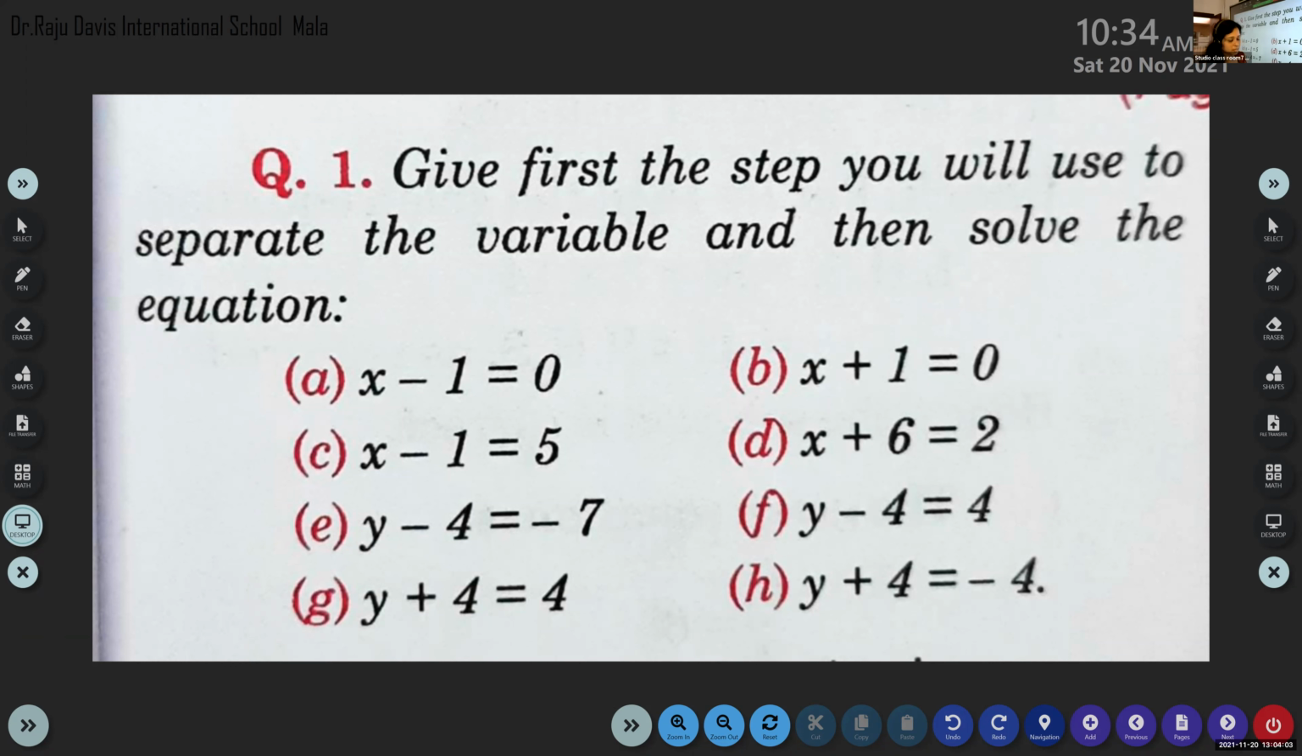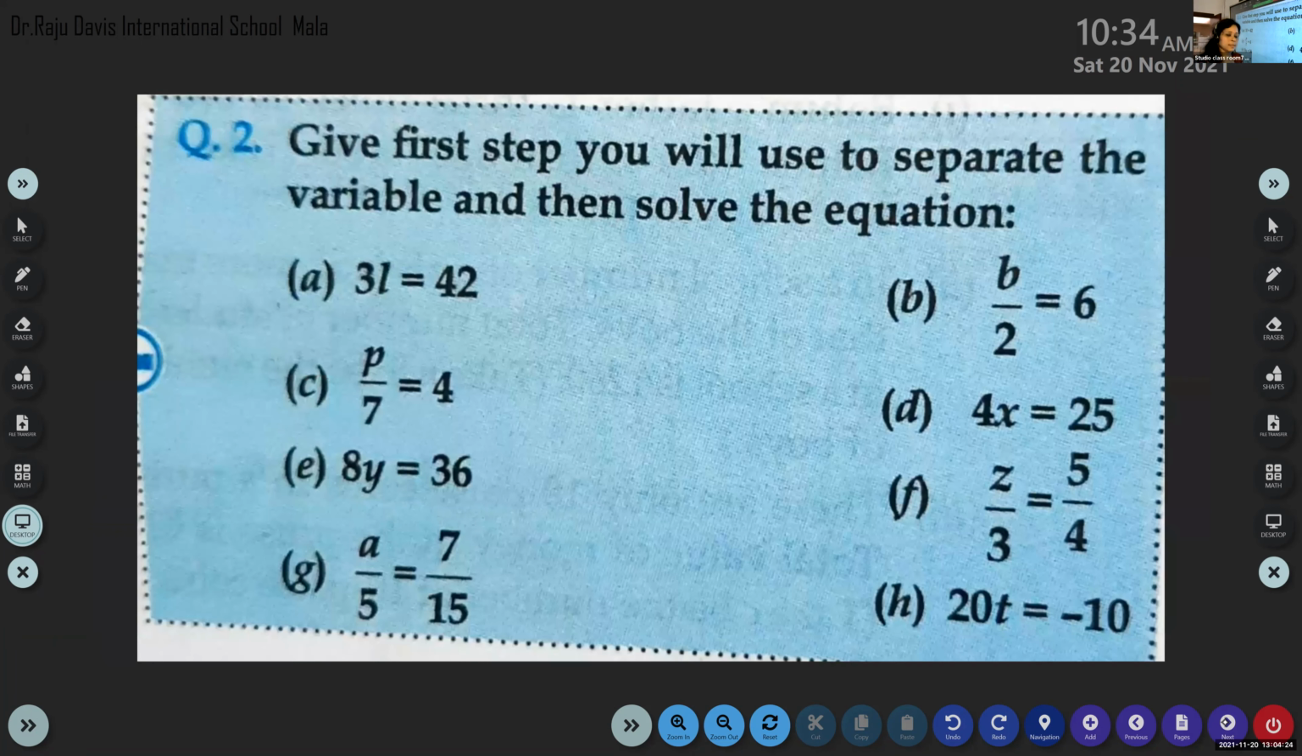Did I explain the method of transposing? Yes, ma'am. Yesterday we have done that, and that is when the numbers are added to the variable and subtracted from the variable. And I think I have not discussed when it comes to multiplication and division. Did we do this exercise? Yes, ma'am.